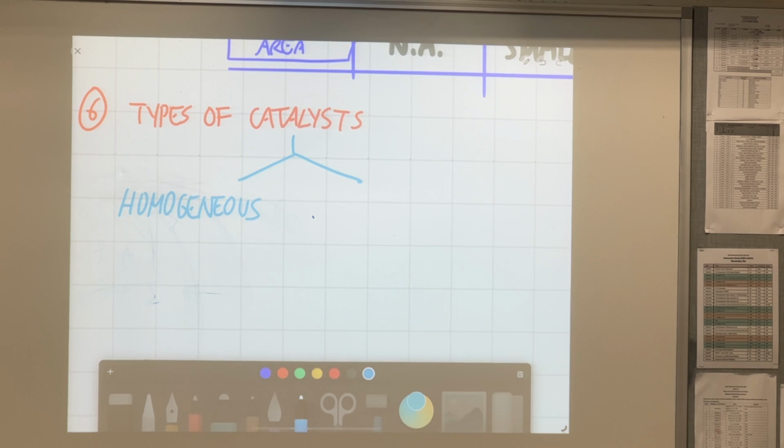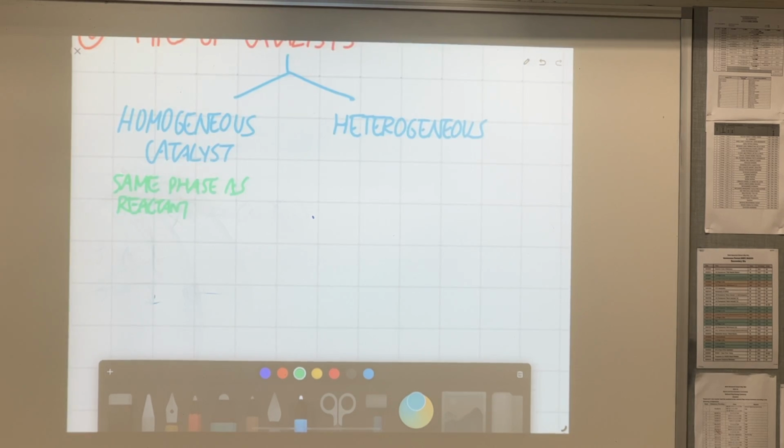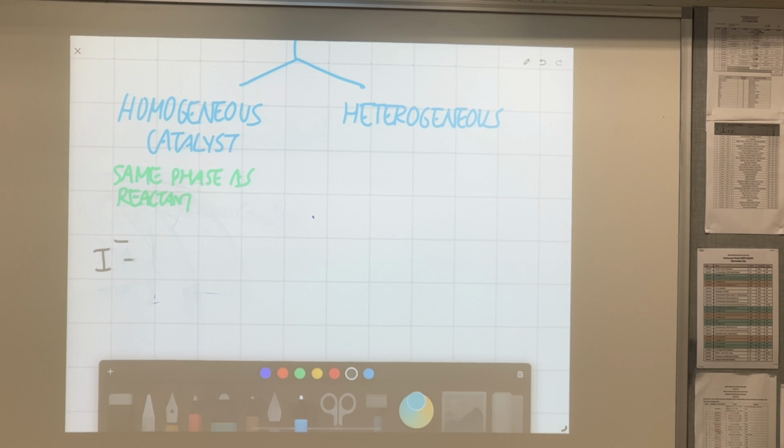Don't worry, very often they will not ask you to spell this word, but at least make sure you know what it means. I know this word may be difficult to spell, but just try to understand the meaning, that's more important. So homogeneous catalysts are in the same phase or state as the reactant. Let me show you an example. This equation you may find boring already: I minus plus S2O8 2 minus becoming I2 plus 2SO4 2 minus.